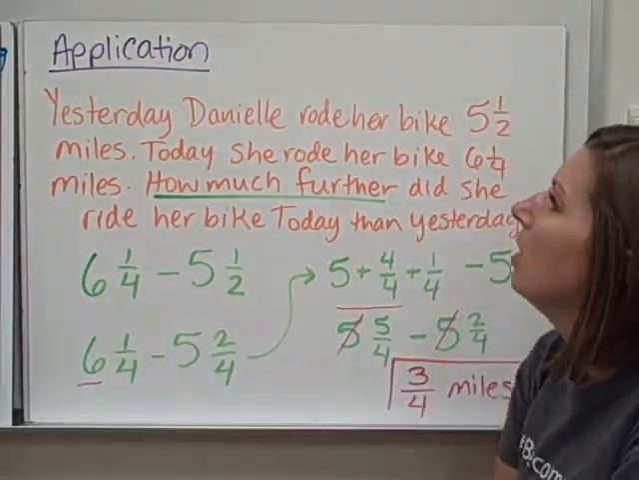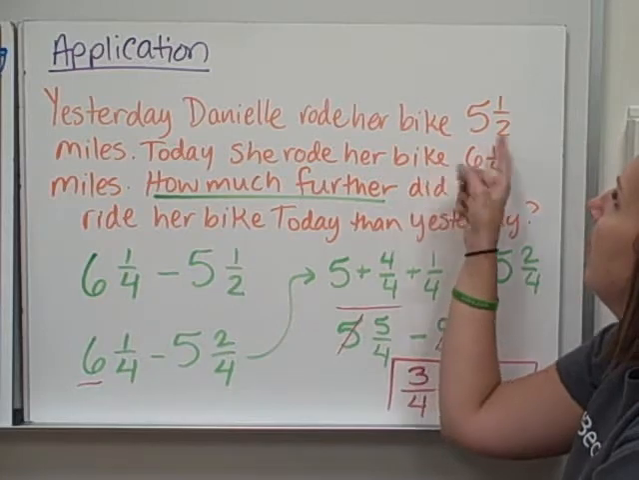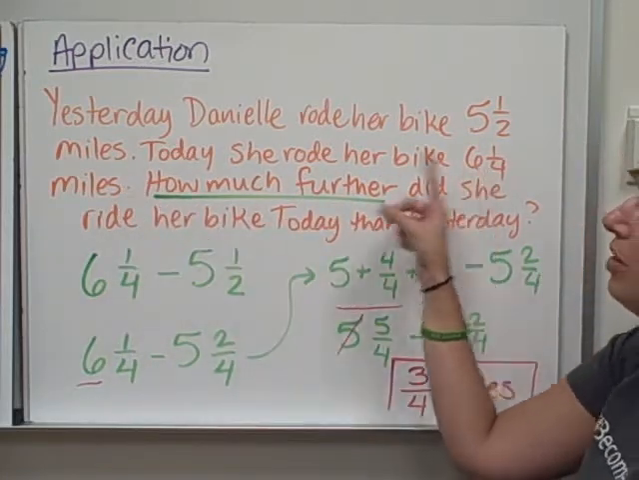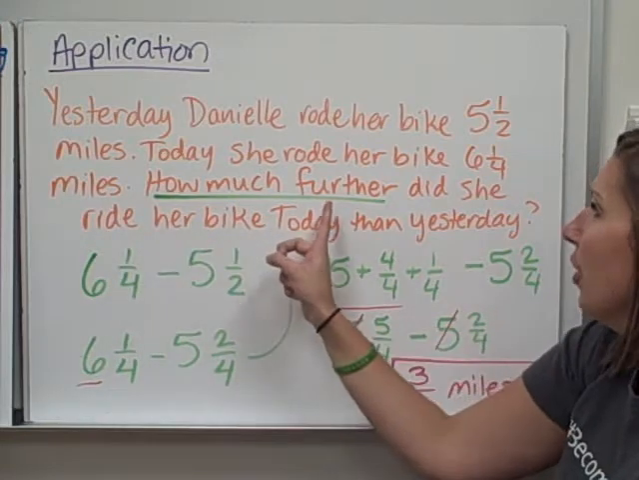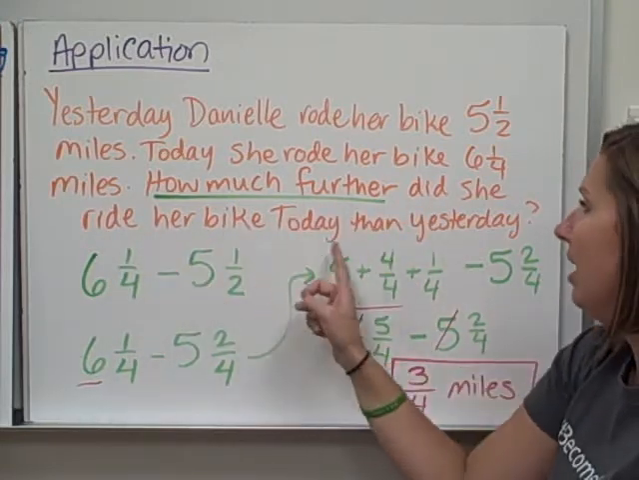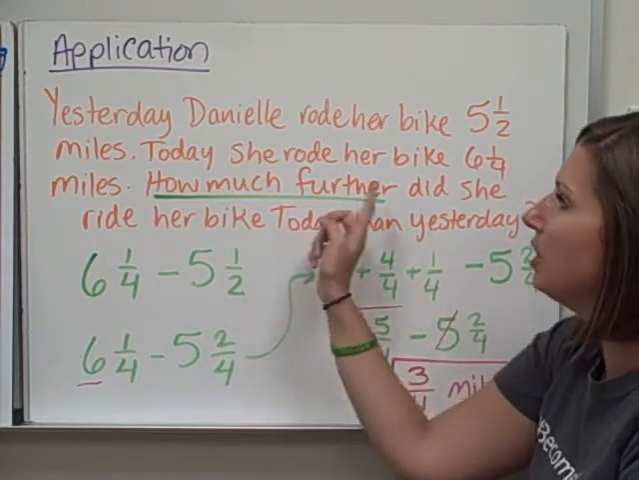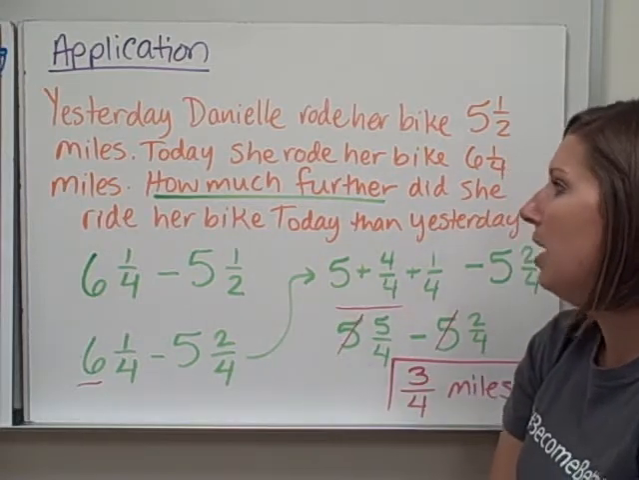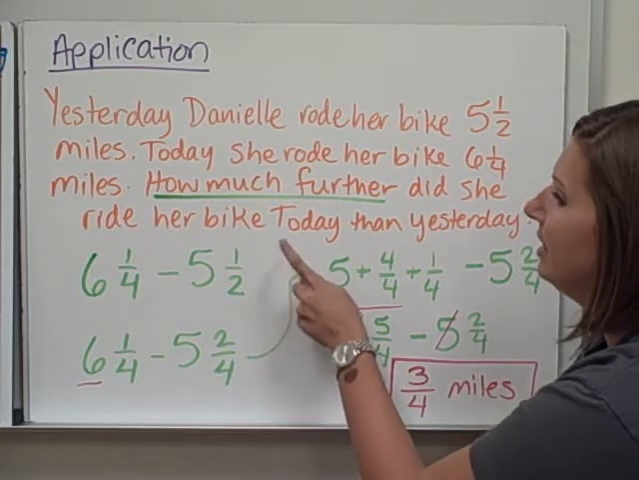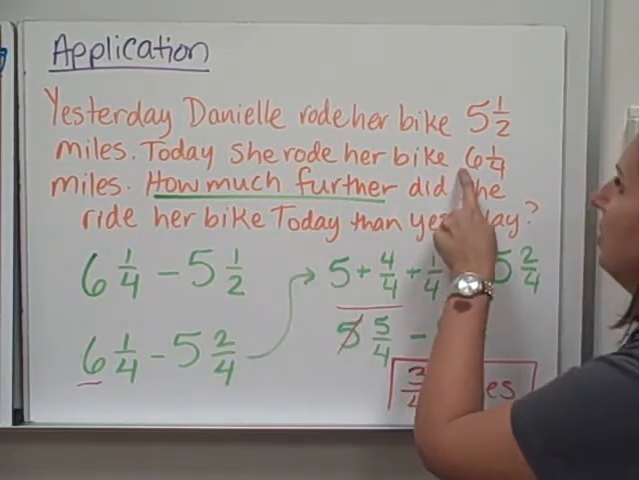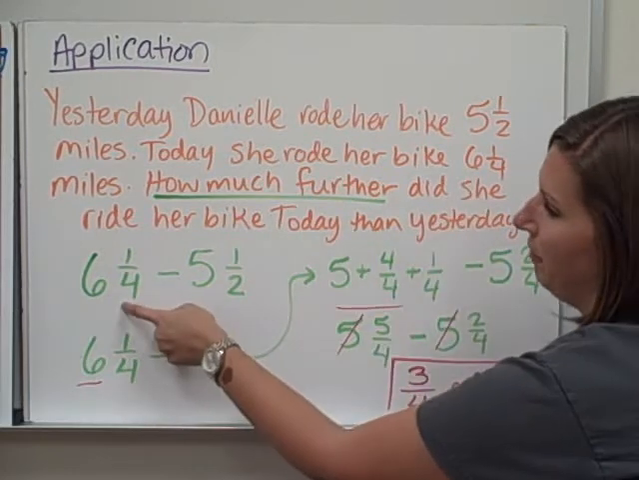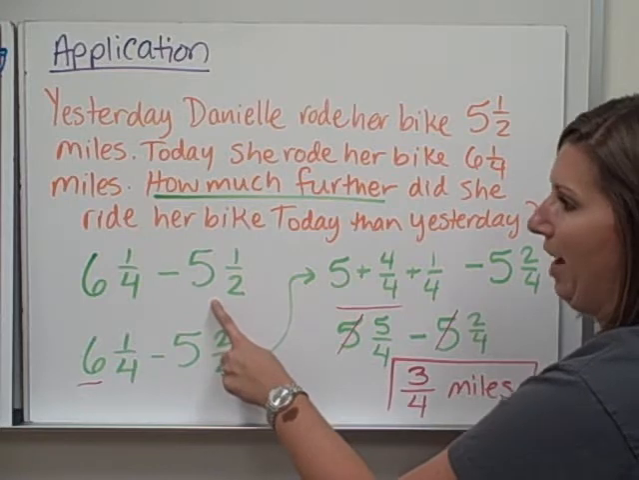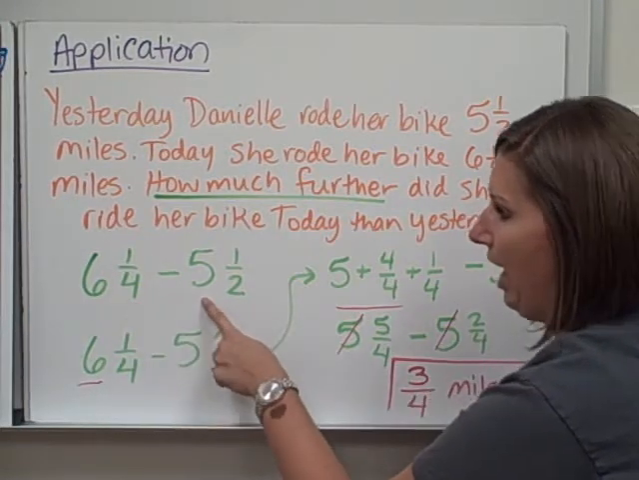Application. Yesterday, Danielle rode her bike 5.5 miles. Today, she rode her bike 6 1/4 miles. How much further did she ride her bike today than yesterday? How much further means I'm going to subtract. So I'm setting up a subtraction problem. I want to see how much further she rode today, and today she rode 6 1/4 miles, so I'm writing that first. And I'm going to subtract from that yesterday's miles, 5.5. So 6 1/4 take away 5.5.